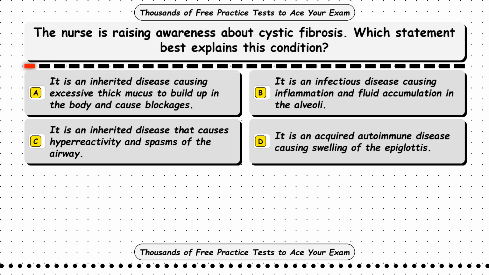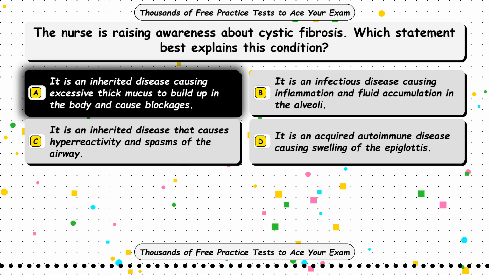Question 63. The nurse is raising awareness about cystic fibrosis. Which statement best explains this condition? Option A. It is an inherited disease causing excessive thick mucus to build up in the body and cause blockages. Option B. It is an infectious disease causing inflammation and fluid accumulation in the alveoli. Option C. It is an inherited disease that causes hyperreactivity and spasms of the airway. Option D. It is an acquired autoimmune disease causing swelling of the epiglottis.